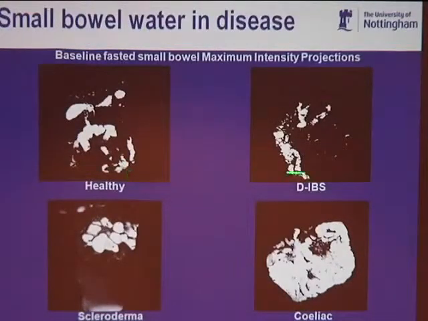So this is a healthy patient. This is a diarrhea IBS patient. This is a patient with scleroderma, which is an autoimmune disease. And this is a celiac patient who clearly has abnormal bowel function.